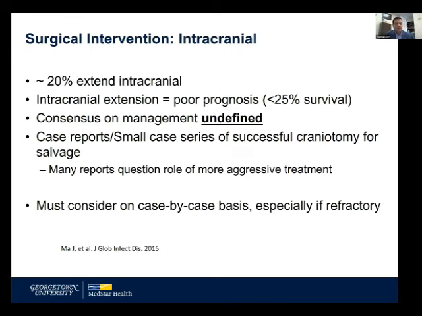All we really have to go on is small case reports and series of some successful craniotomies for salvage, but many really do question the role for more aggressive treatment at this point. Are you truly doing them any good? I'm more in this boat. I think if it gets intracranial, putting them through this in general probably isn't worthwhile. But there are cases where we will consider it, and we have done it.